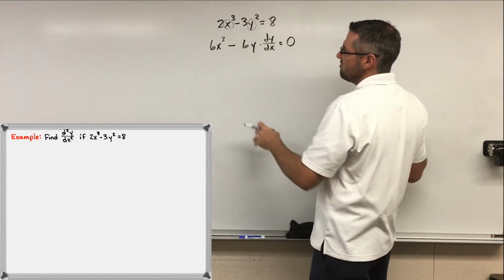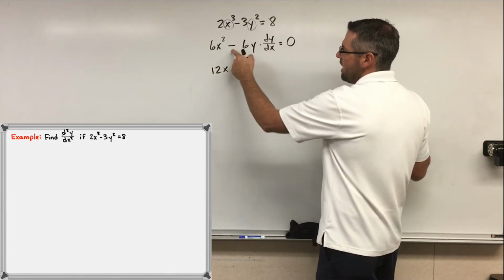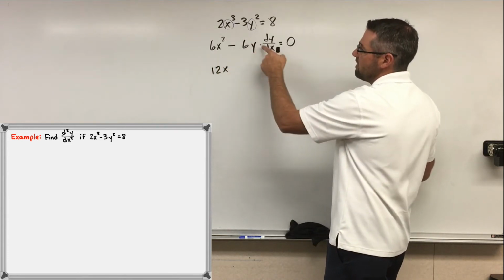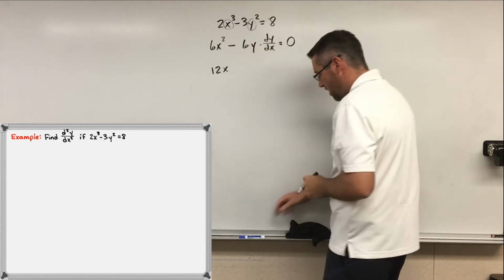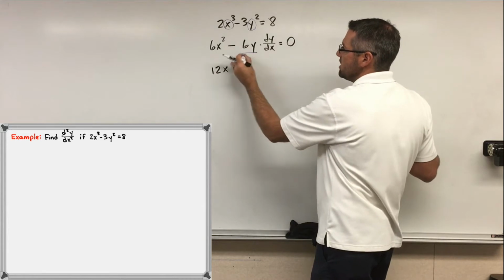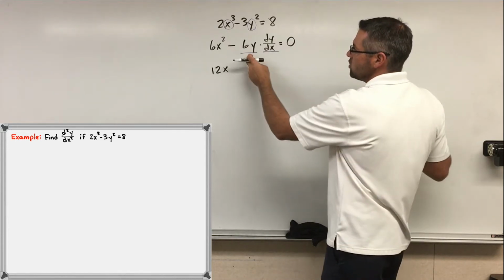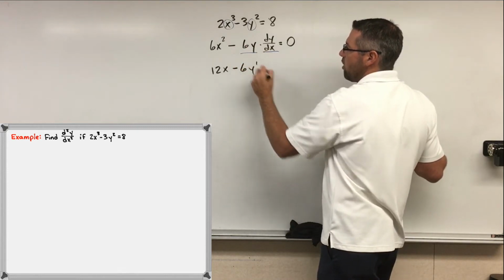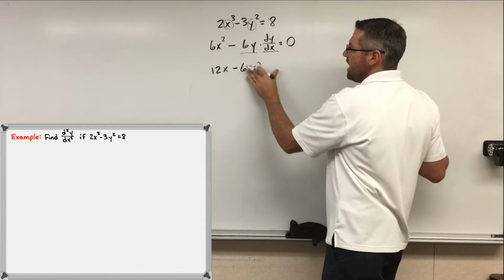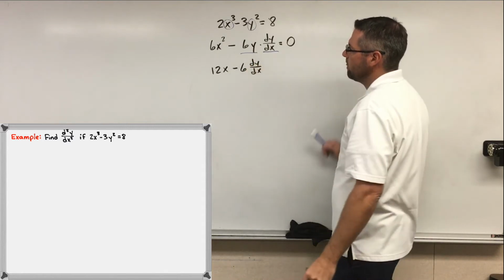Now, taking the derivative of this, we end up with 12x. And then we have a sum and difference rule here, and we have a product rule here. So be careful with that. What's the derivative of the first thing? Well, we'll say the first thing is negative 6y, and the second thing is dy dx. What's the derivative of negative 6y? Well, that would be negative 6y prime, or negative 6 dy dx, right?